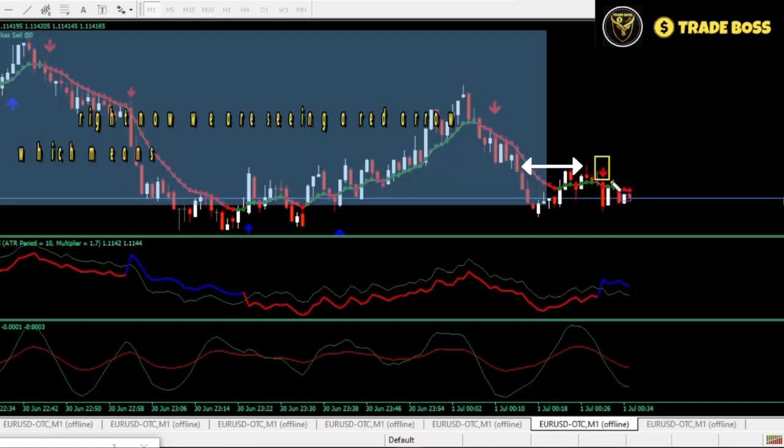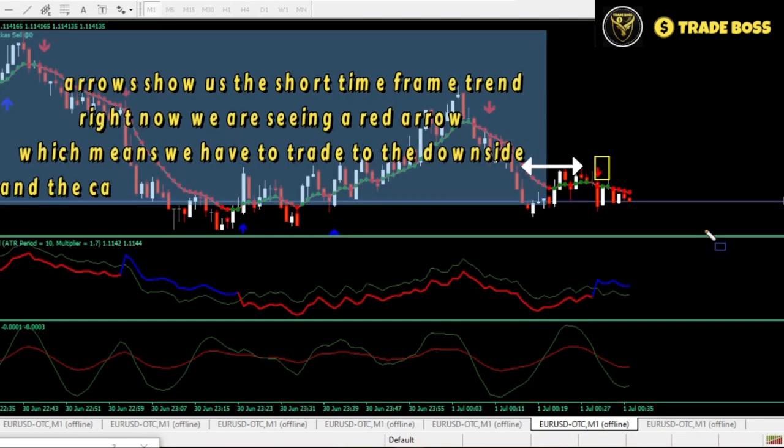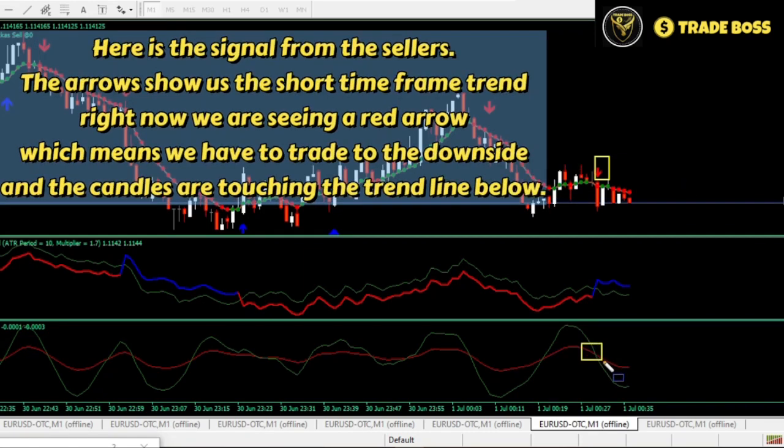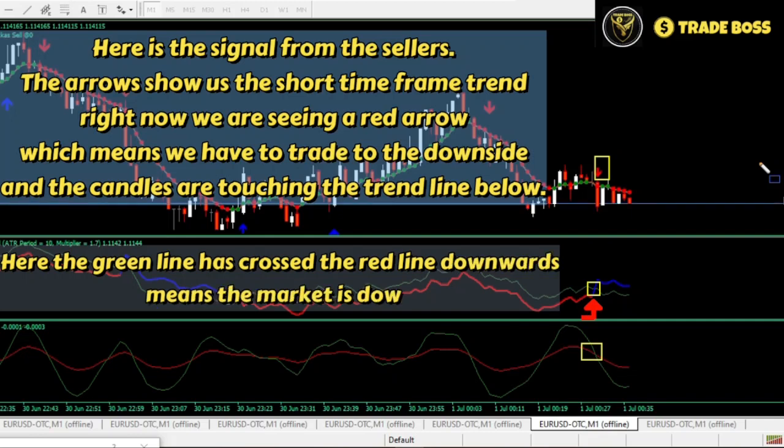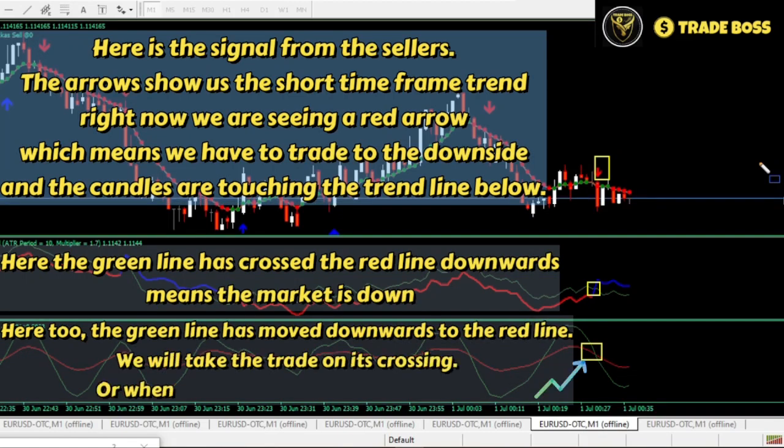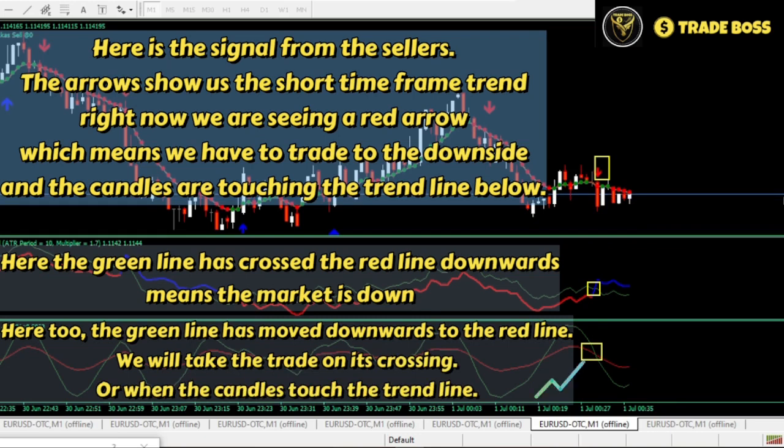Here's the signal from the sellers. The arrows show us the short time frame trend. Right now, we are seeing a red arrow, which means we have to trade to the downside, and the candles are touching the trend line below. Here, the green line has crossed the red line downwards, which means the market is down. Here too, the green line has moved downwards to the red line.